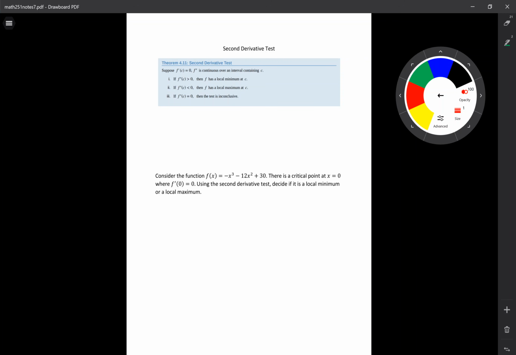The second derivative test says that if f double prime of c is positive, then f has a local minimum at c. If f double prime is negative, then f has a local maximum at c. And if f double prime is equal to 0, then our test does not tell us anything. So this is a little bit counterintuitive, and we have to pay attention to this, right? If f double prime of c is greater than 0, then this gives us a minimum.